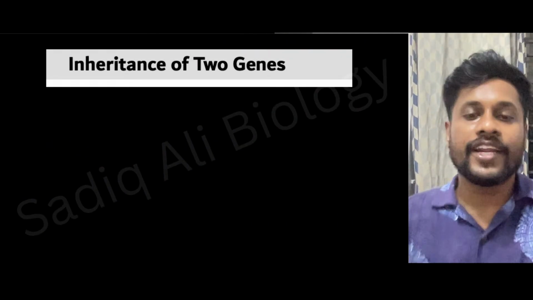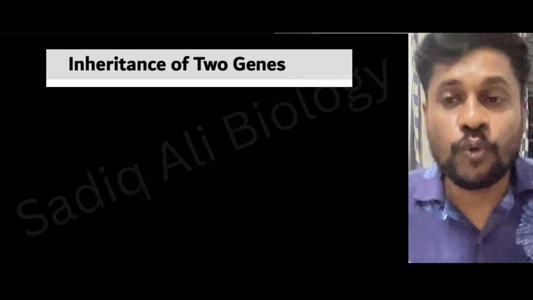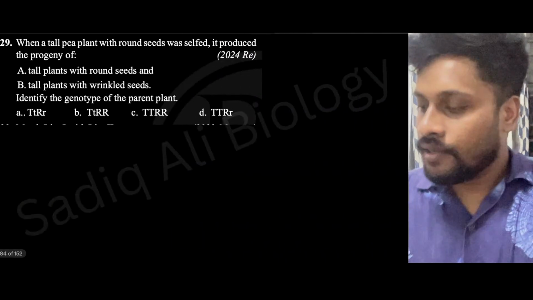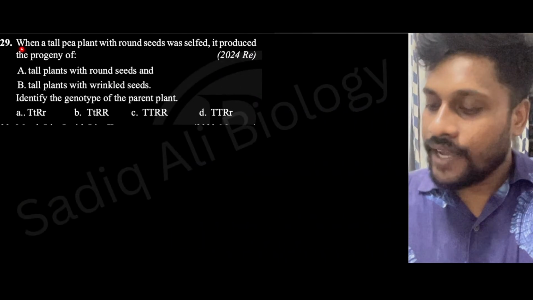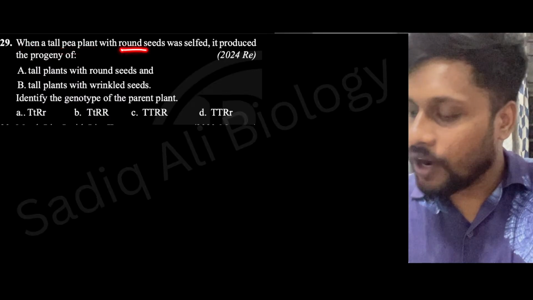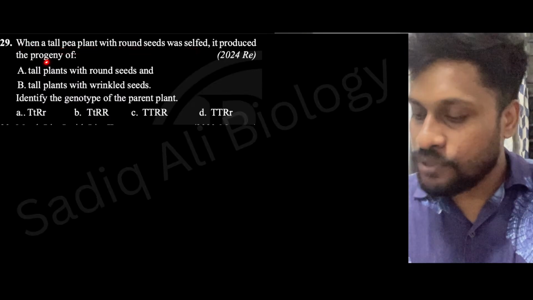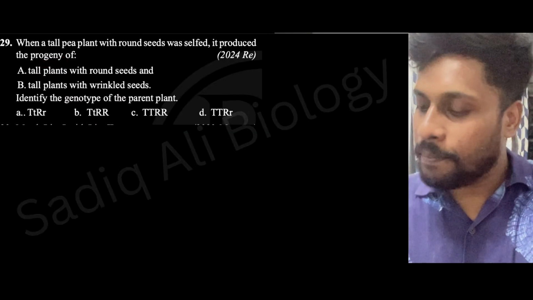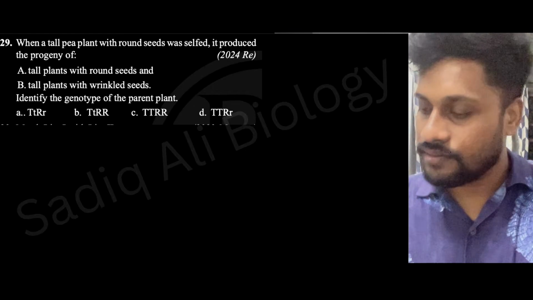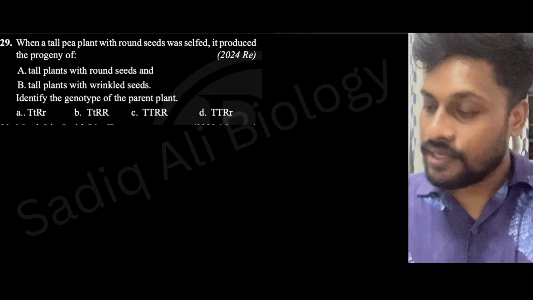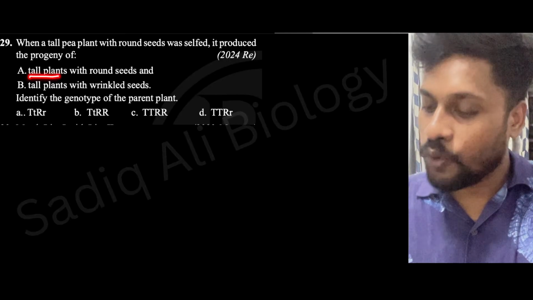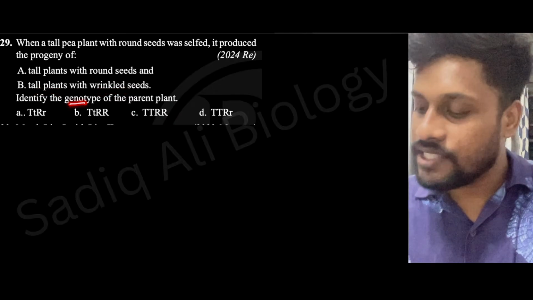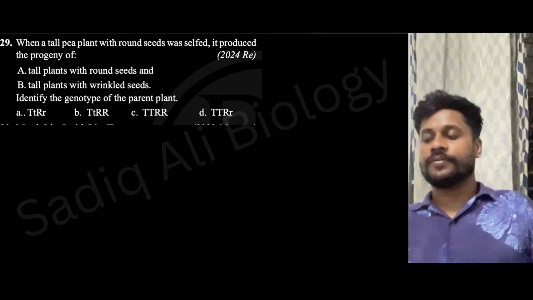Now we are entering into the next topic called inheritance of two genes. I hope you guys are ready for it, right? Let's see. When a tall pea plant with a round seed was selfed, it produced the progeny of: tall plant with a round seed, tall plant with a wrinkled seed. Identify the genotype of the parent plant.